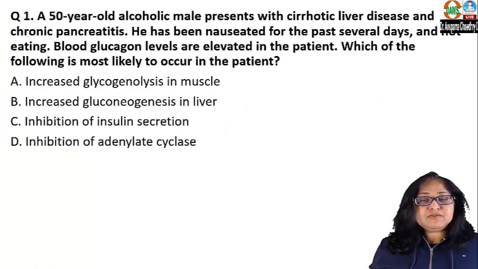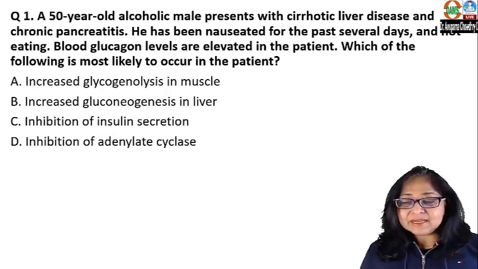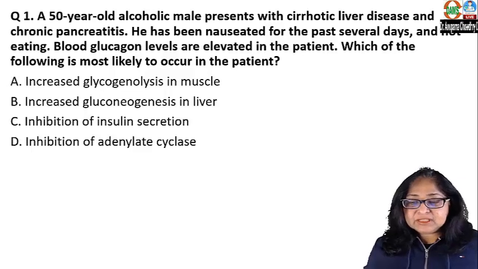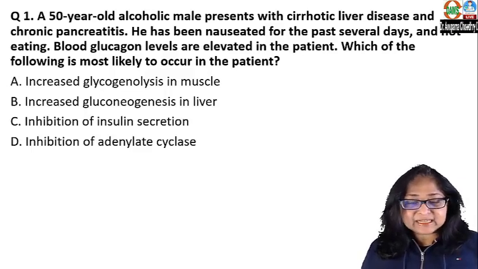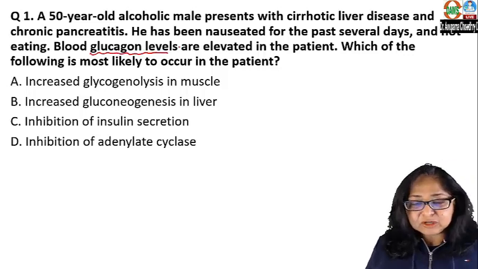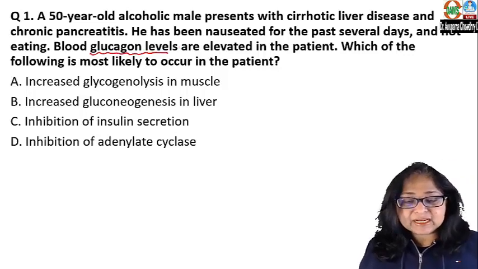Right, so let's have a look at the first question. Now this says a 50-year-old alcoholic male presents with cirrhotic liver disease and chronic pancreatitis. He has been nauseated for the past several days and not eating. Blood glucagon levels are elevated in this patient. Which of the following is most likely to occur in this patient?